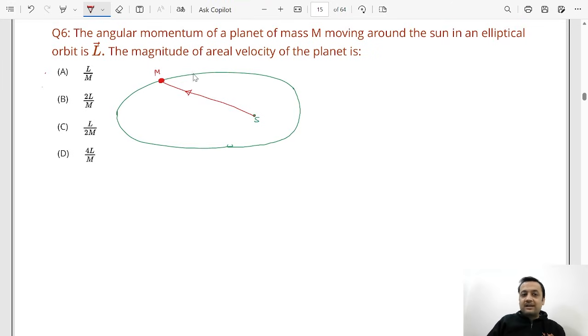Now after time dt, let us say Mars reaches here. So the line joining Mars to the sun would have become like this, yes or no? If you see, this line has swept out this area, the area swept out by the line joining Mars and the sun. If I call this shaded area dA, then dA by dt, the rate at which area is being swept, is called areal velocity.